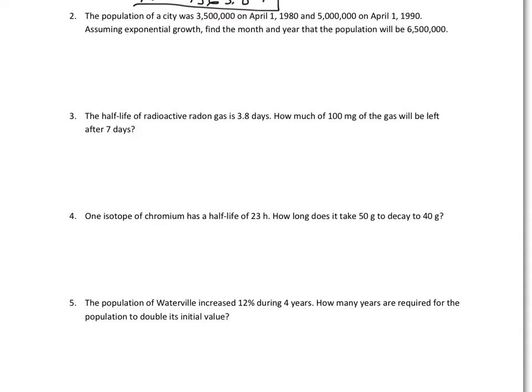So because we assume exponential growth, we're going to be using our doubling formula. Okay, so that's N equals N sub 0 times 2 to the t over d power. We have to figure out what each of those are. We first need to figure out what our rate of doubling is, because they don't give us that. What they do give us is an N sub 0 and an N.